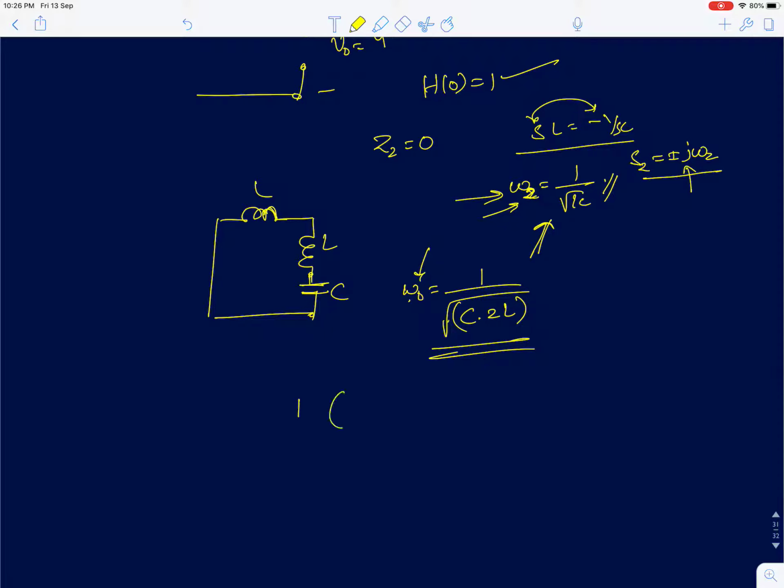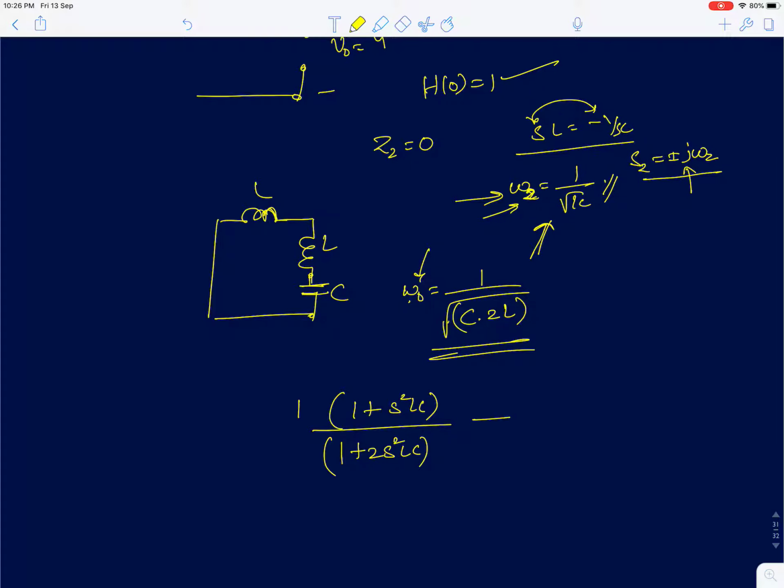So the transfer function is going to be 1 into (1 plus s square LC). The 0 is accounted for here, and then the pole, which is the resonant pole, is (1 plus 2 s square LC). Now the high frequency gain from this circuit can be very easily seen as half, okay, the ratio of this term by this term.